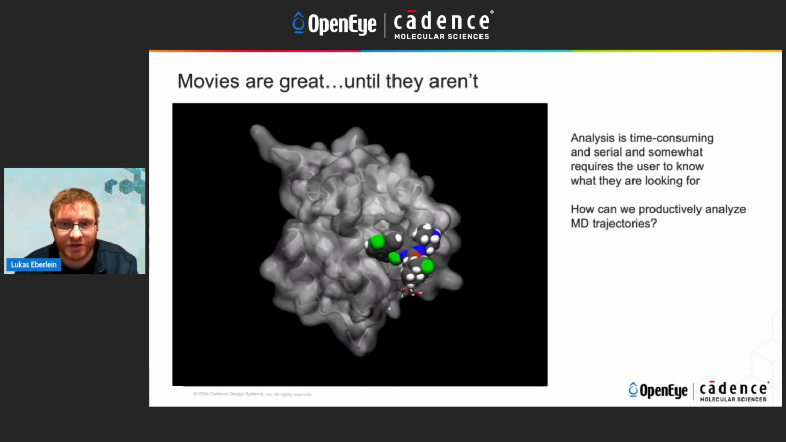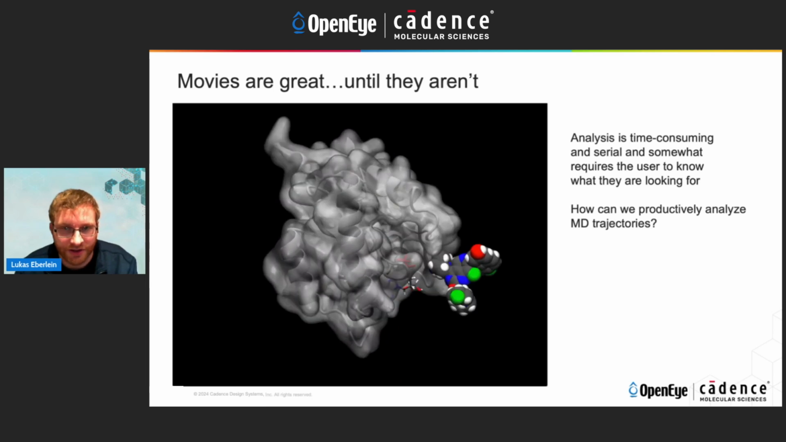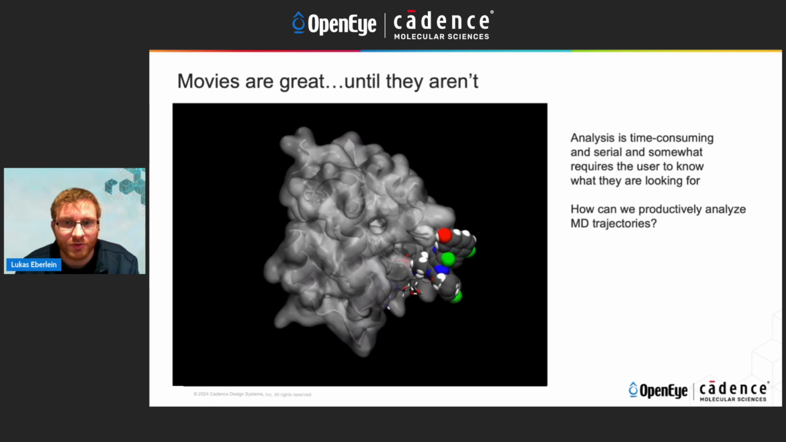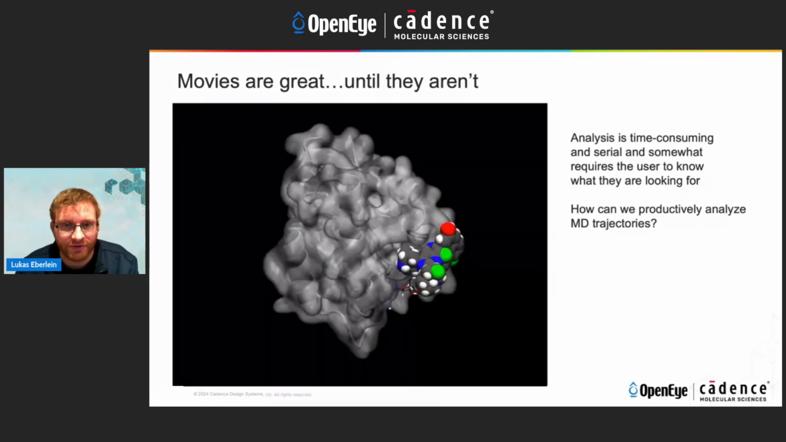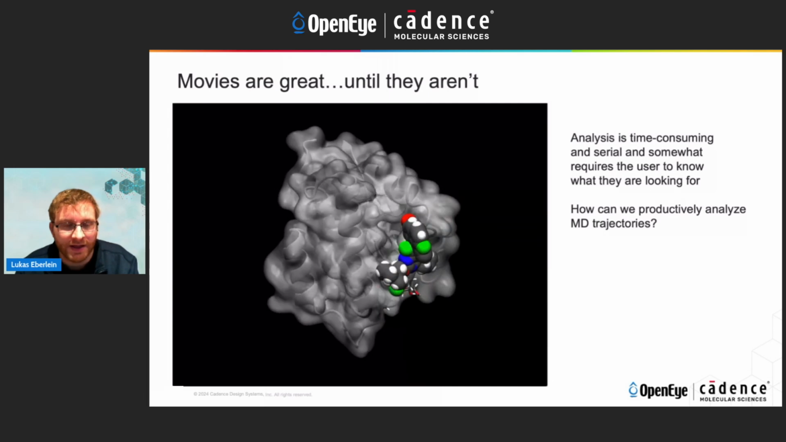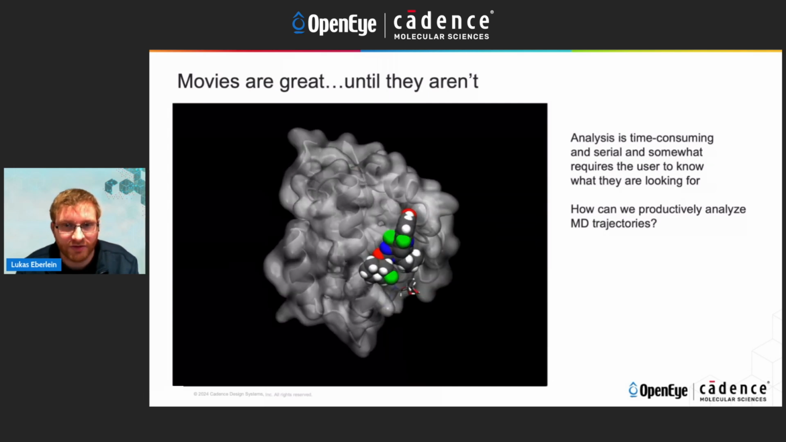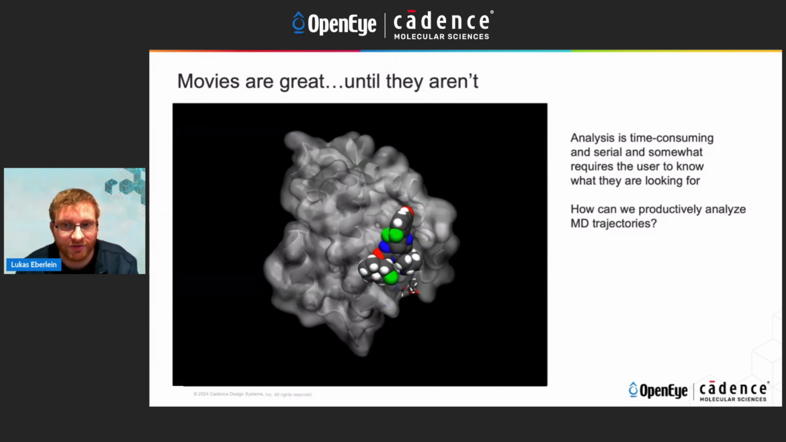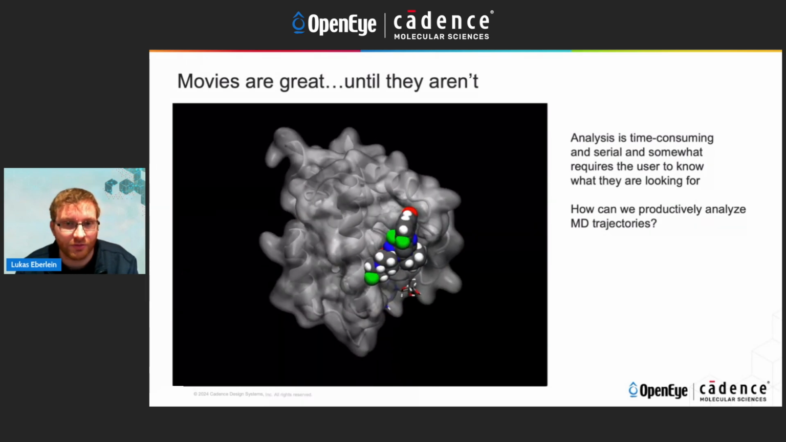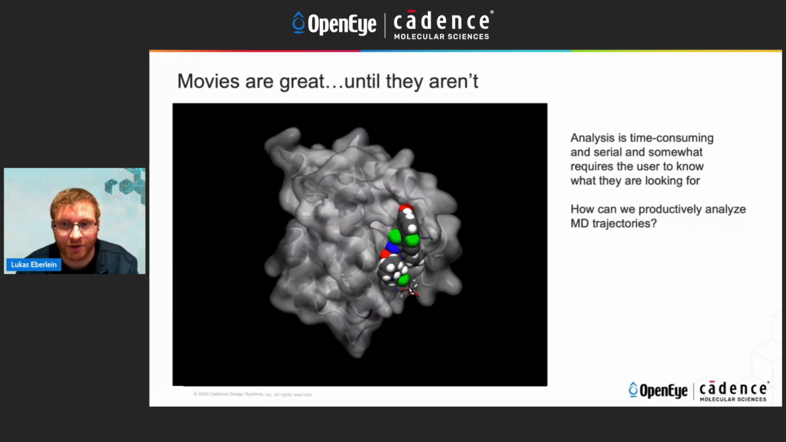Here we see the trajectory of the binding event that I showed earlier in the presentation. We can clearly see an interaction, but what do we learn from this? How do we quantify these results in terms of binding affinity or pose stability? MD analysis is time-consuming, serial, and somewhat requires the user to know what they're looking for. We need to do more than just looking at trajectories, especially when running MD on hundreds or thousands of molecules.